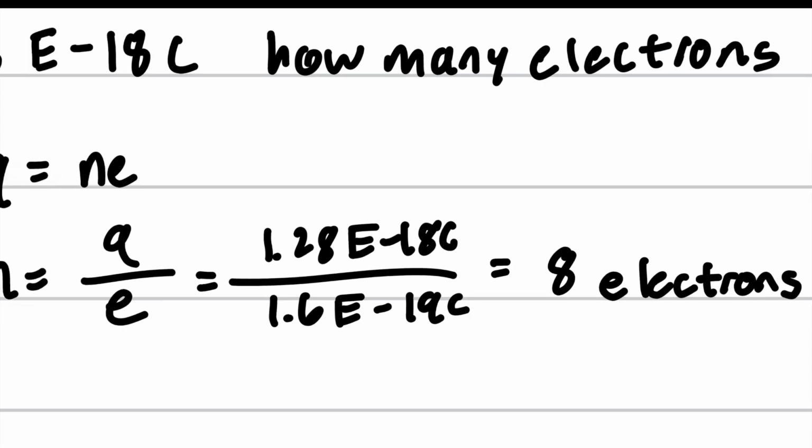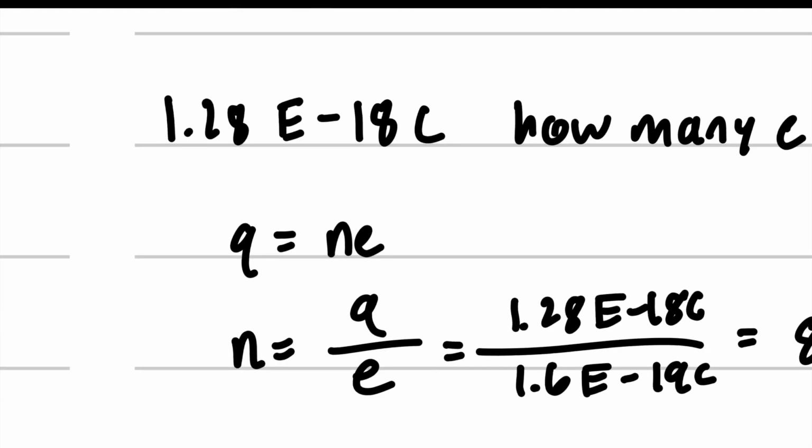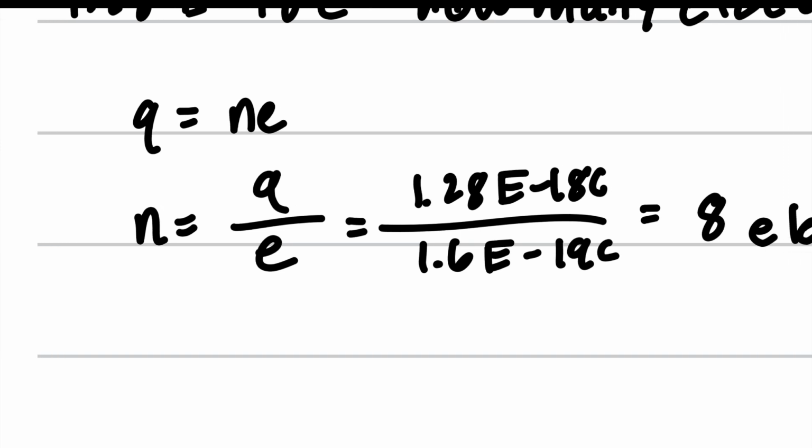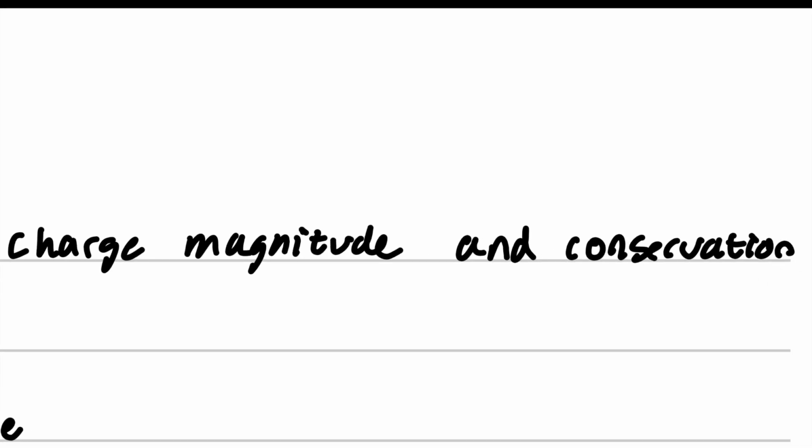So the higher the magnitude of charge, the more electrons you're going to see. If you see something that is 3 millicoulombs, you're going to know there's a ton of electrons in there, versus 3 nanocoulombs, right?